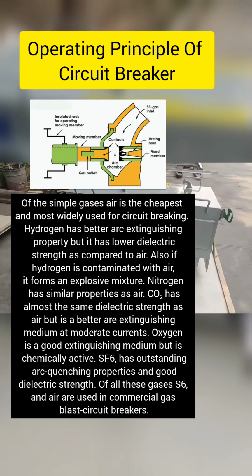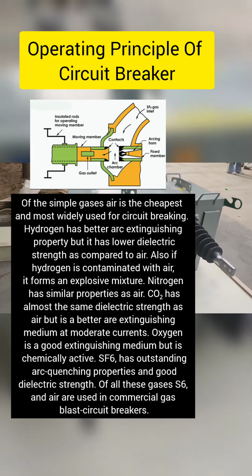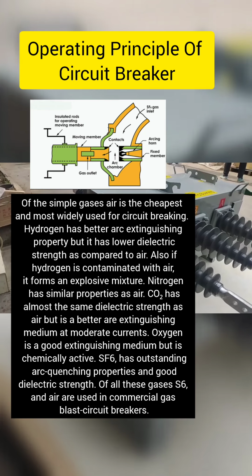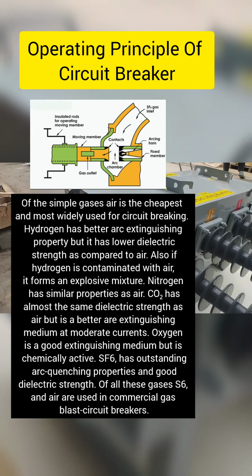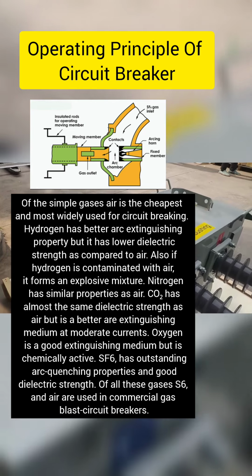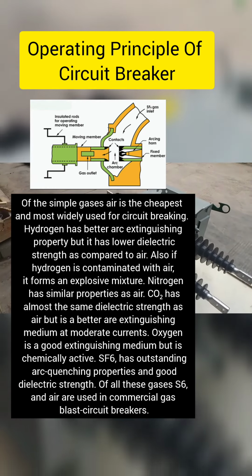Hydrogen has better arc extinguishing property, but it has lower dielectric strength as compared to air. Also, if hydrogen is contaminated with air, it forms an explosive mixture. Nitrogen has similar properties as air. CO2 has almost the same dielectric strength as air but is a better arc extinguishing medium at moderate currents.